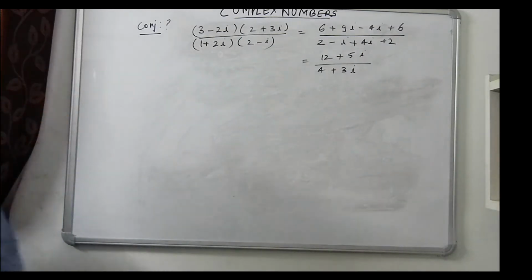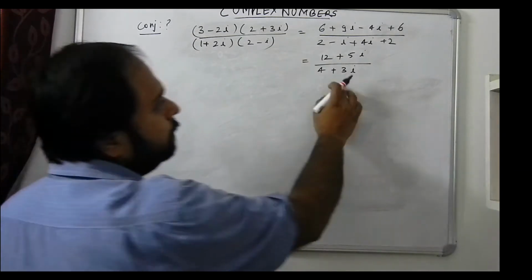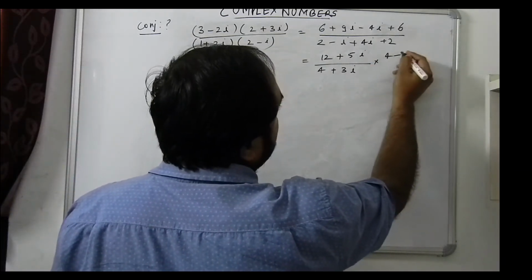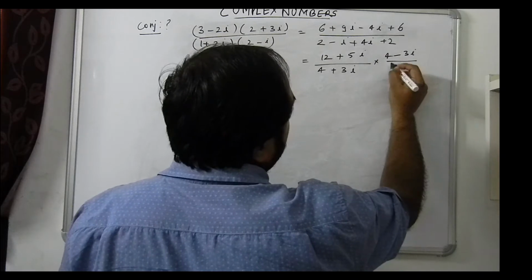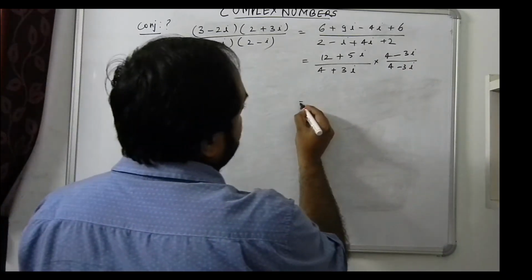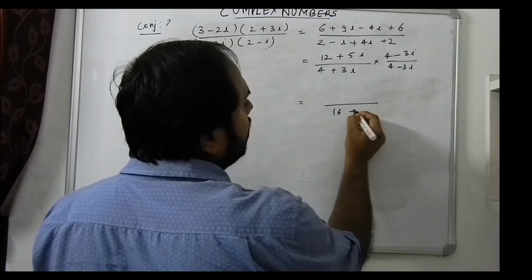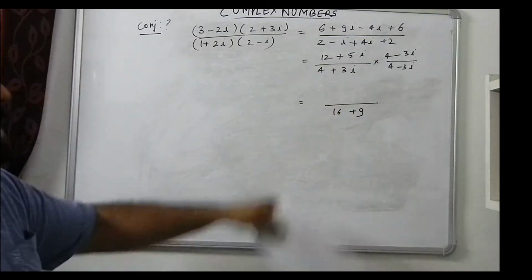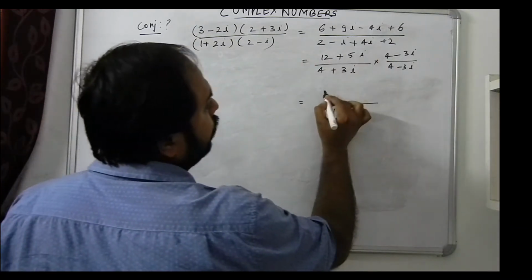So we got it in the standard form. Now we know what needs to be done. We simply need to multiply by the conjugate here, 4 minus 3i upon 4 minus 3i. A number times its conjugate becomes a square plus b square, so the denominator becomes 16 plus 9. And the numerator is simple multiplication. So 12 and 4 becomes 48.